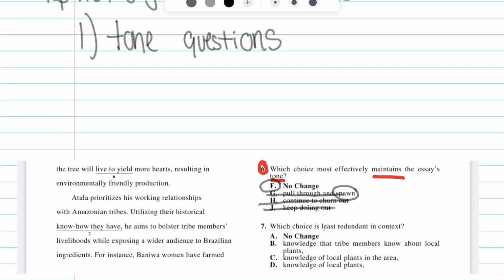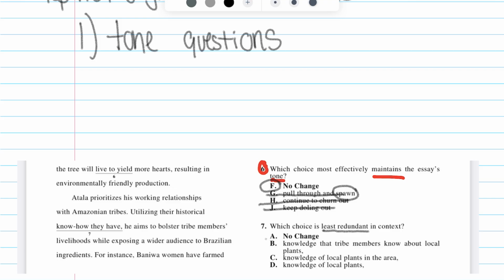Another key question that is coming up a lot is number 7. I was just working with a student the other day on this type of question, and on number 7, they really struggled, and it's not because of why you think. The kicker is, which choice is least redundant in context, which is really just a fancy way of saying which one repeats itself the least. The old term for this was brevity and being concise, but now they have asked this type of redundancy in context repeatedly.